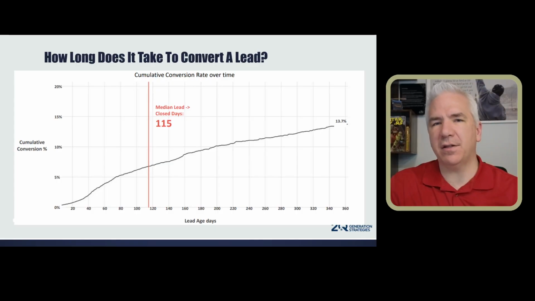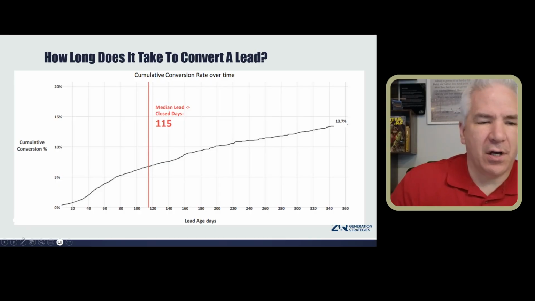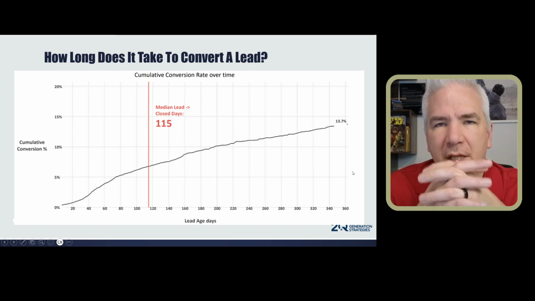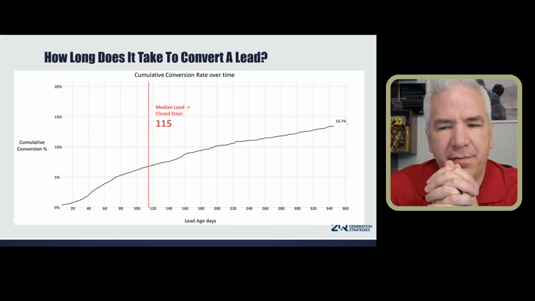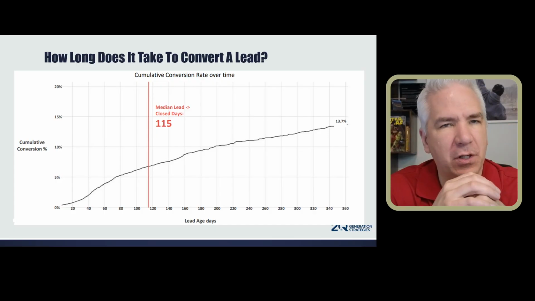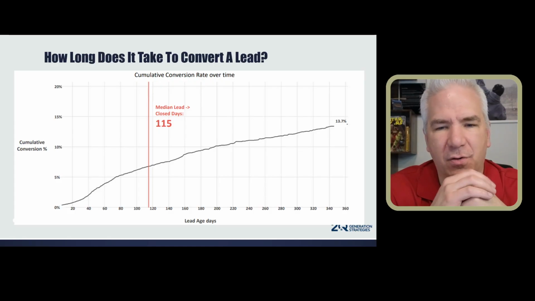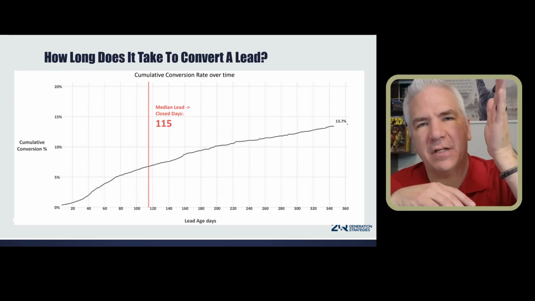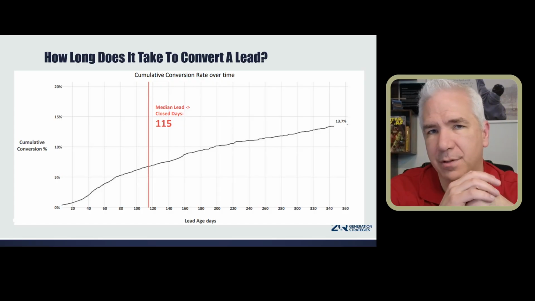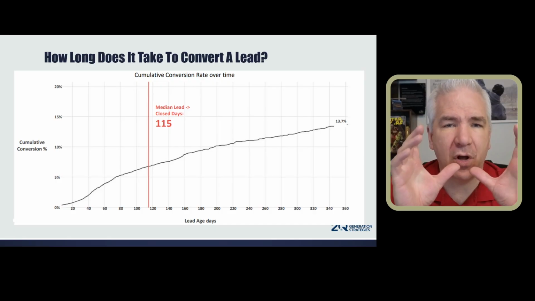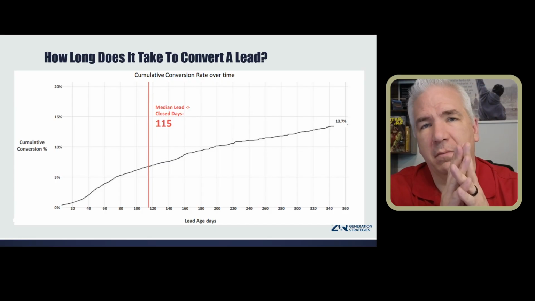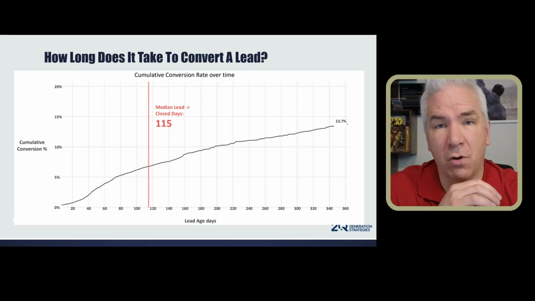Now, the second question is, how long does it take? Well, let's look at the numbers. How long does it take to convert a lead? The median in the industry right now is 115 days. Now, this is not specific to Facebook. It's not specific to any lead source. This is all of them. The cumulative in the industry right now is 115 days from the time they express interest to the time that they close. Okay, that's the median. Now, knowing that, obviously that means some are happening faster and some are happening slower. But this is the quote unquote norm.